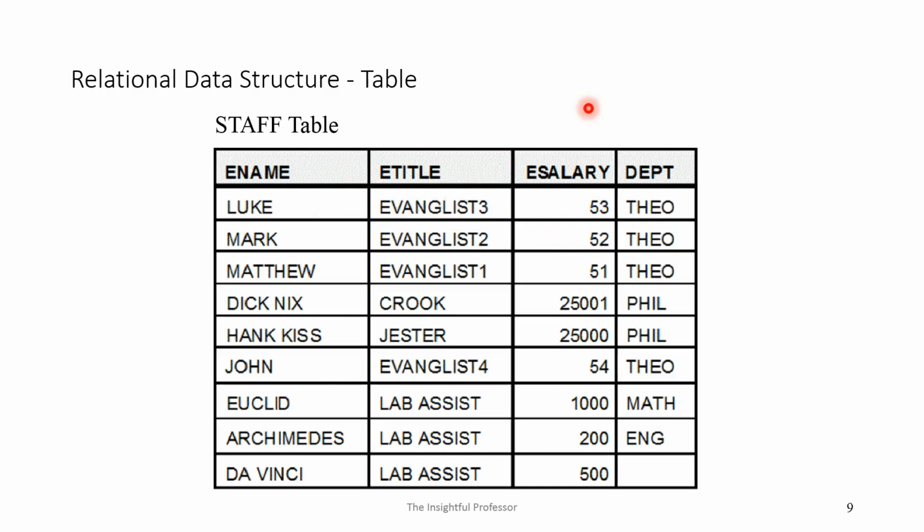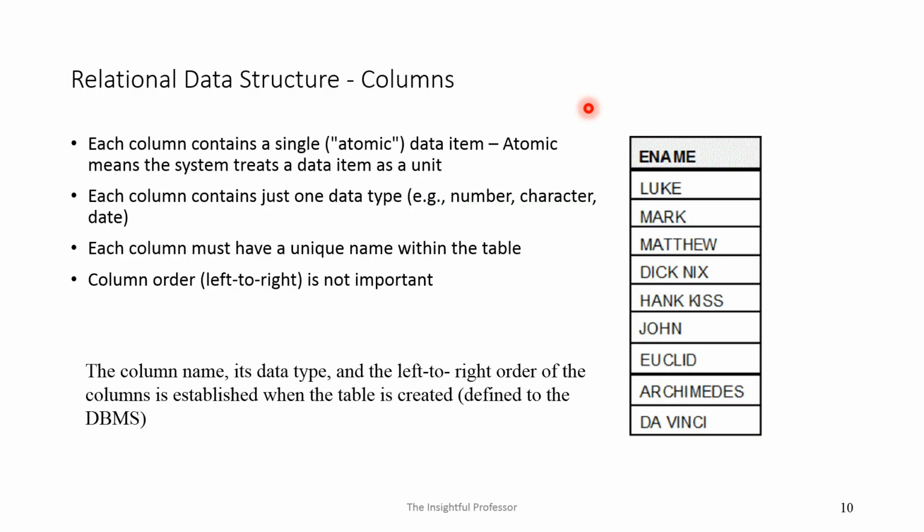So let's go a step further and look at this, kind of breaking it down into pieces. Each column contains a single atomic data item. And by atomic, we mean whatever value you have in here, such as Luke or Dick Nix or Euclid. Those character strings are treated as a unit by the system. The system treats that whole series of characters as one chunk of data. We can operate on that with various functions and manipulate it, but when we store the value, we're storing a chunk of data as a character string. When we retrieve it, we're treating it that way.